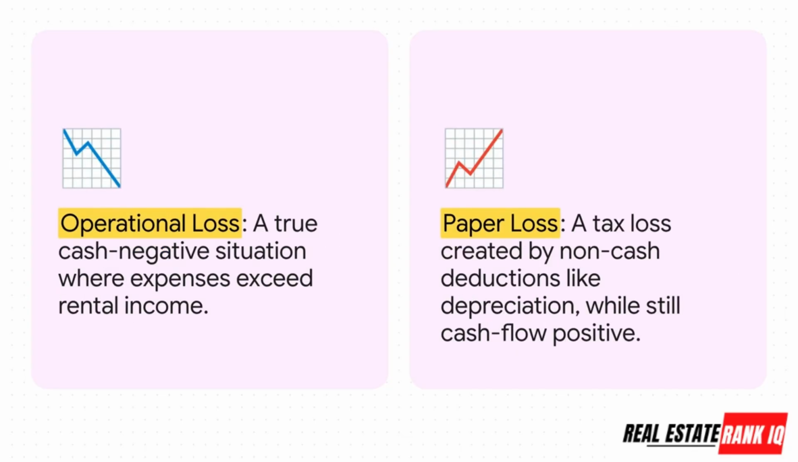Now, it is absolutely critical to understand the kind of loss we're talking about here. We're not talking about an operational loss, where your property is actually cash negative and you're losing money from your bank account. No way. We are talking about a paper loss. It's a loss that exists only on paper for tax purposes. You can be cash positive, making money every month, but still show a massive loss on your tax return. How? It's all thanks to powerful, non-cash deductions, and the big one is depreciation.